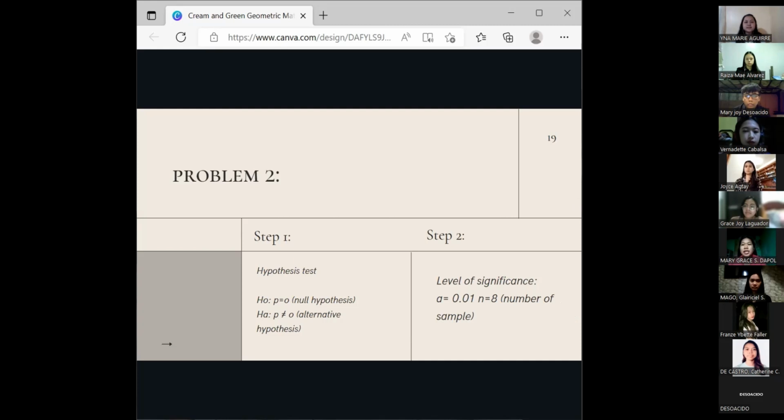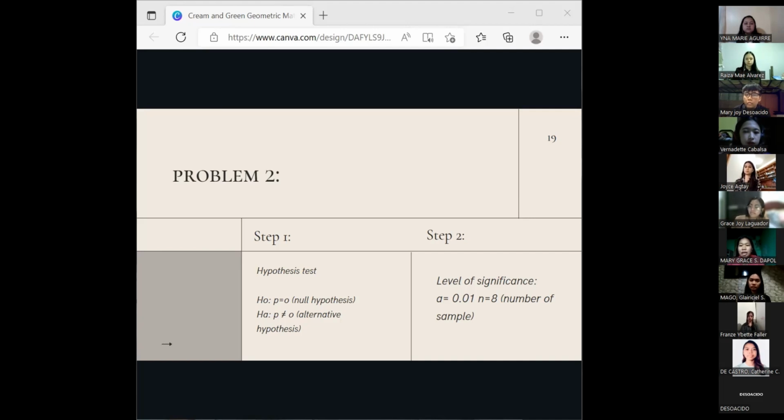Step 1 is state the hypothesis. Analyze the question to create a hypothesis. In the question, it refers to the correlation between two variables, so the null hypothesis is P equals 0. There is no significant relationship between the mean account balance for individual accounts and the number of transactions per month.